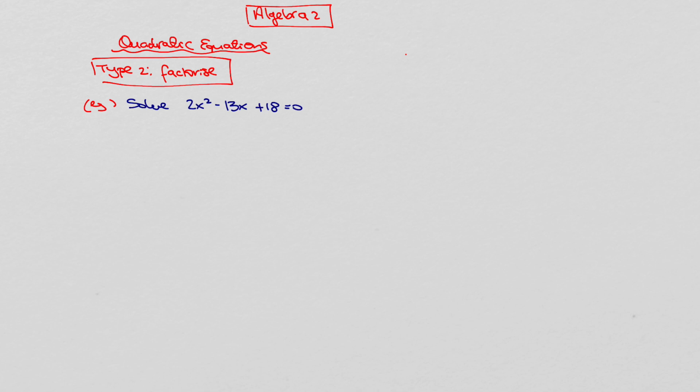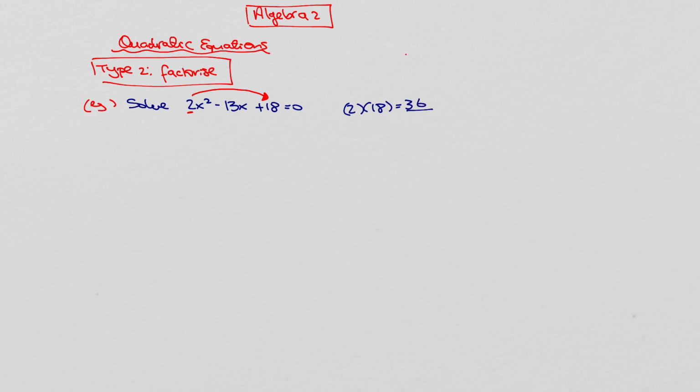So we had factorised in Algebra 1, so now we have to take it one step further: find our factors, let them equal to 0 and solve. So we treat it the same way as we did in Algebra 1, where we look at the coefficient of x squared and we multiply that by the constant, which is 18. So we have 2 times 18 equals 36.